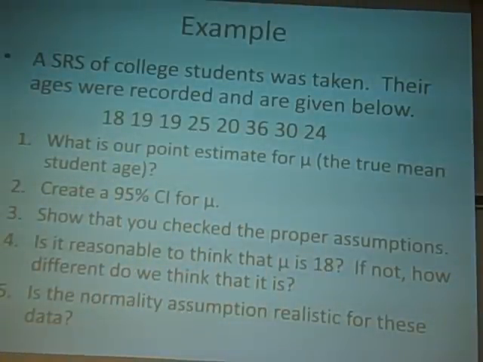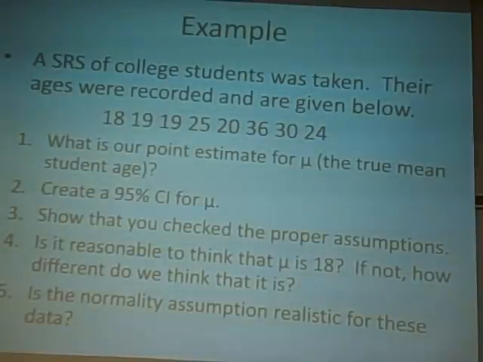On this one, it says a simple random sample, so I actually said simple random sample here. A simple random sample of college students was taken, their ages were recorded, and are given below. So we want to know the point estimate, and get a confidence interval, and all that good stuff. I didn't give you n, did I? I didn't say what n was. I didn't say how big the sample was. Did I tell you what x bar was? Did I tell you what s was? But wait, I actually gave you the data. If you actually have the data, can't you calculate all those things? Yeah, you sure can.